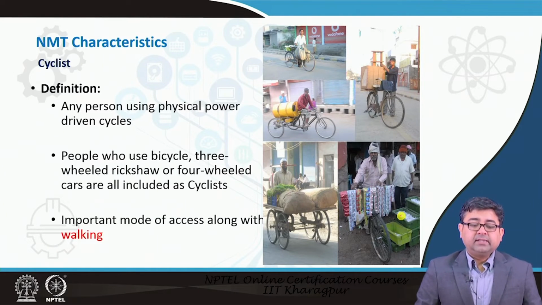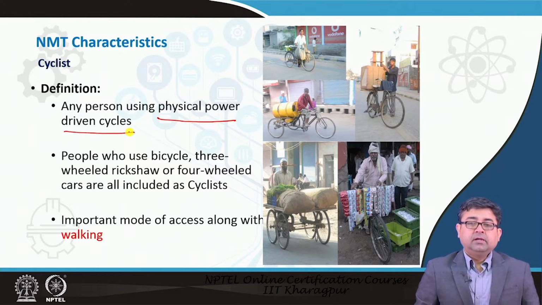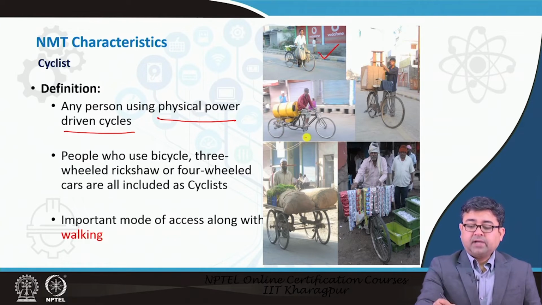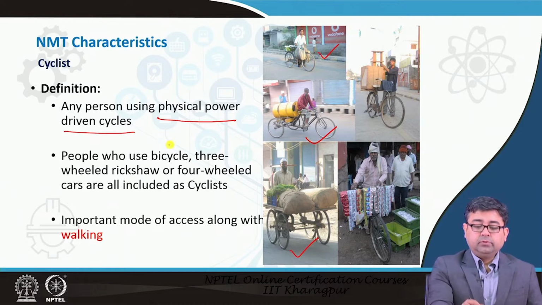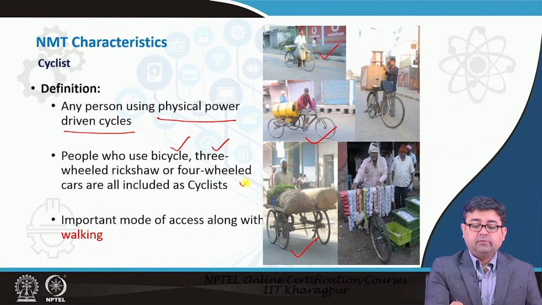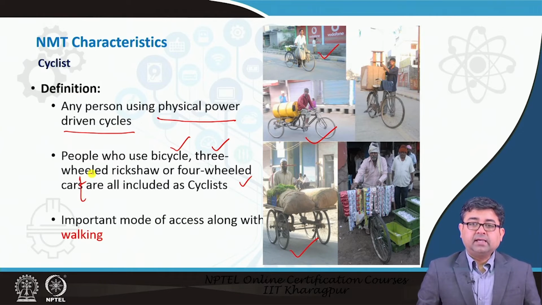Next, how do we define a cyclist? Any person using physical power driven cycles, right, physical power driven. Now, there are electric cycles, electric bikes that are coming out. Those do not fall in this realm. In this realm we only find bicycles, tricycles, and sometimes vendor carts that have to be taken into consideration while you are designing for cycling. People who use cycles, three-wheeled rickshaws or four-wheeled carts are included as cyclists.